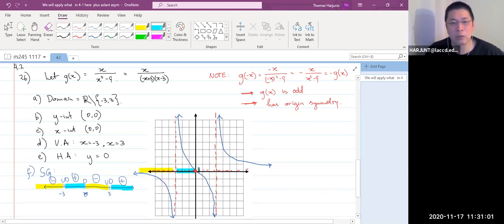Let's say when x equals 1, what happened? When x equals 2, what happened? So on and so forth. From here, I already showed you how we get the sign, how we know the graph is above or below the x-axis.